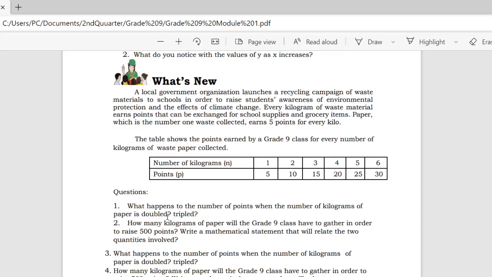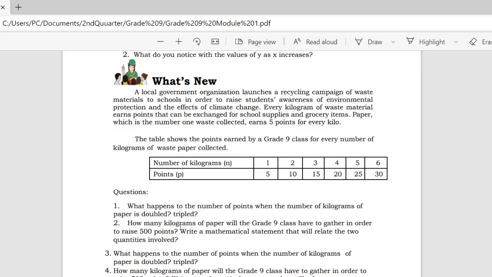So, just write your answer. Below here, you just explain what will happen to the number of points if the number of kilograms of paper is doubled and if it is tripled. Just put your answer there.